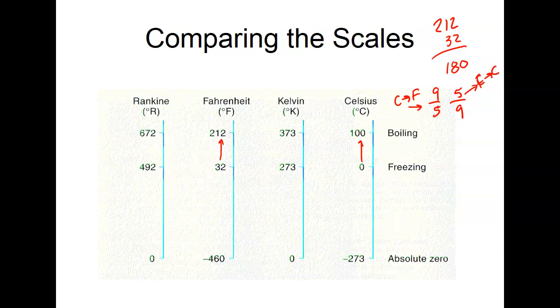So first of all, we have to set them even to zero. Let's say I had 75 degrees Fahrenheit. Then the first thing I would do is set them even to each other. So I'd say 75 minus 32, and that would give me what? 43, and then I'd multiply that by 5/9.